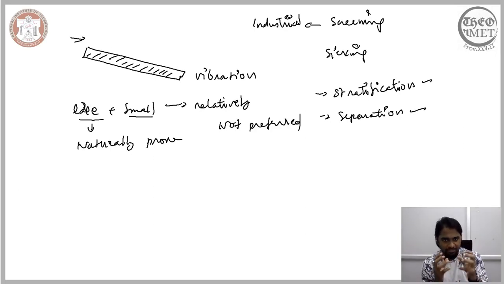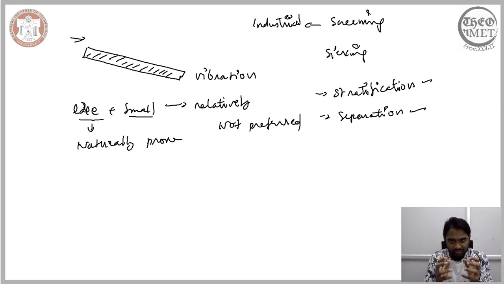The large particles, because of their size, naturally settle on the surface of the screen. That means they have a higher probability, or higher chances, of interacting with the aperture. Again, the smaller particles, owing to their sizes, are not usually preferred; they do not have the size advantage to reach the surface of the screen. So when left on its own, the small particles are not allowed to interact with the openings or the apertures.